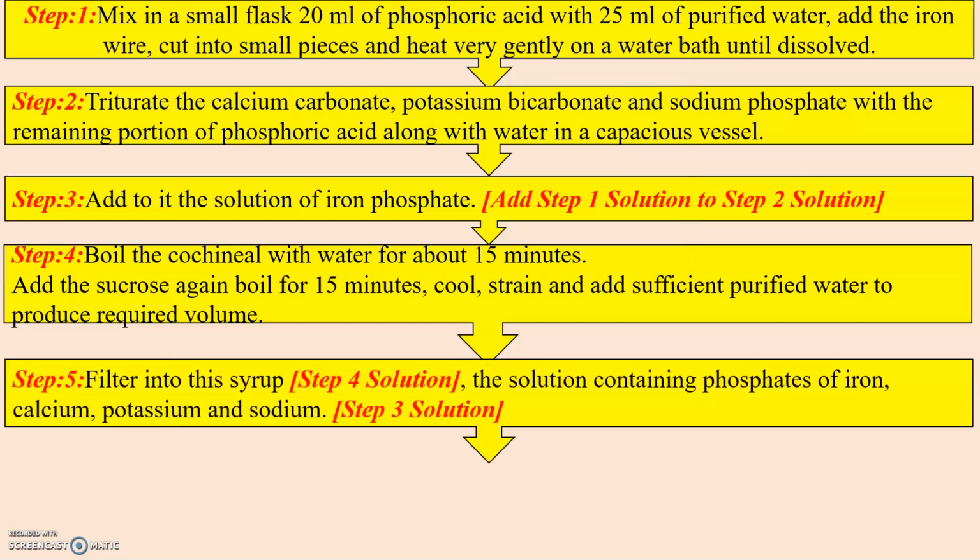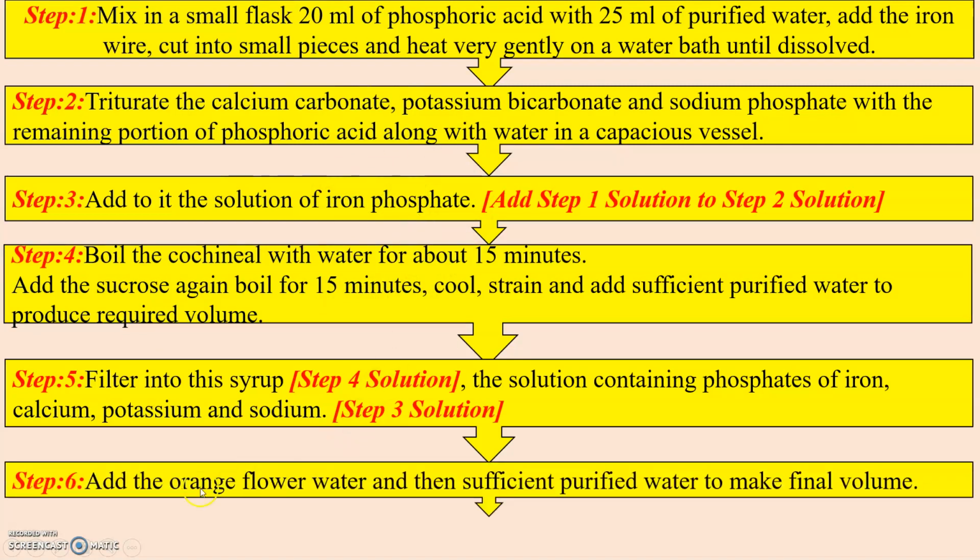Then the fifth step is that filter into this syrup. That means in the step 4 solution, we have to filter the solution containing phosphates of iron, calcium, potassium and sodium. That means in step 4 solution, we have to filter the step 3 solution.